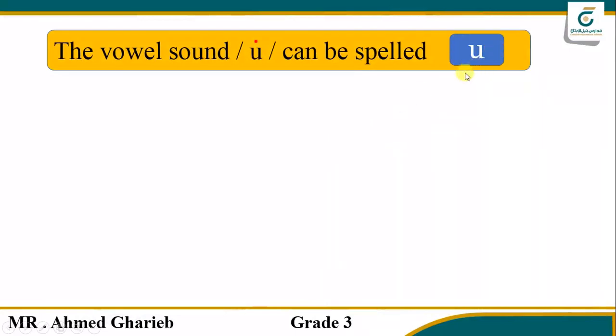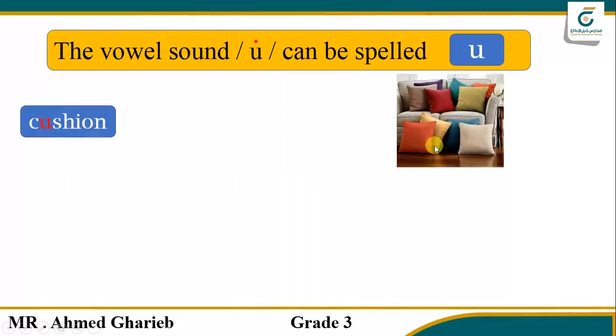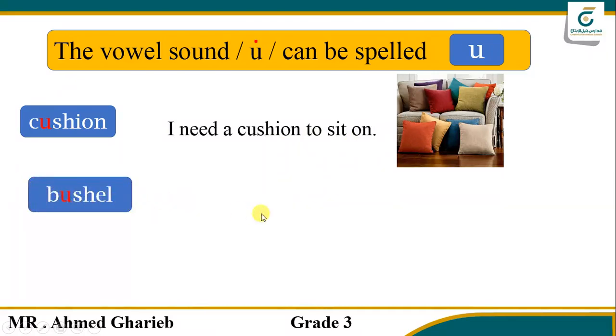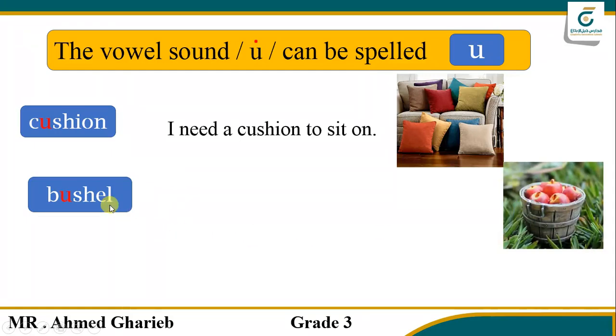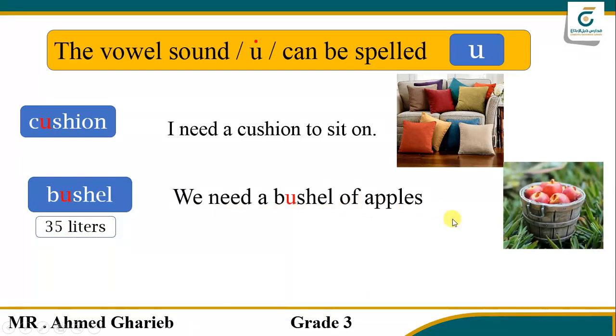Also, the letter U can give the sound oh, as in cushion. I told you before the meaning of cushion. I need a cushion to sit on. Okay, we use cushions to sit on or lean on. Alright, bushel. What's the bushel? The bushel is a unit of measurement that equals 35 liters. Okay, for example, we need a bushel of apples, right? Okay.